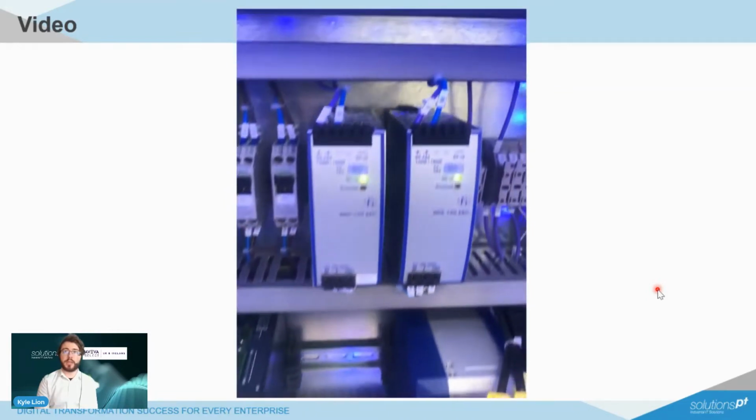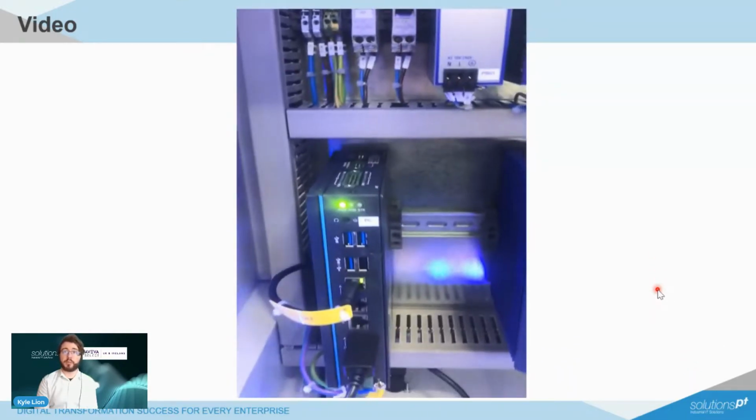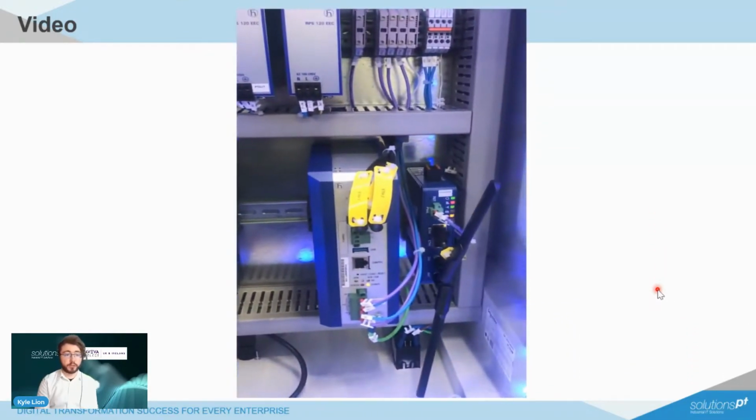And you can see here that what I'll do is I will turn off one of these power supplies. So you can see that the light on the right power supply has gone off, but everything is still running because we're running them in parallel.